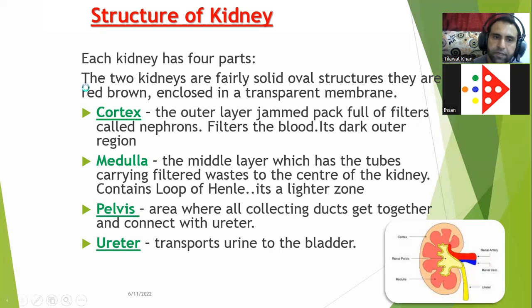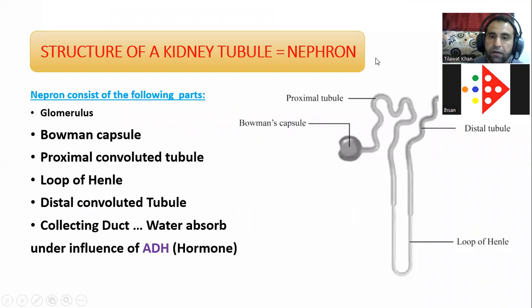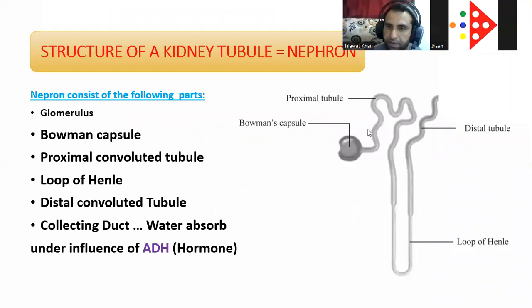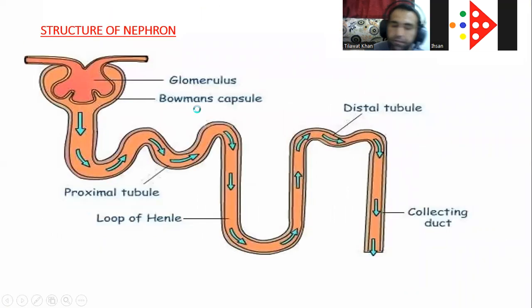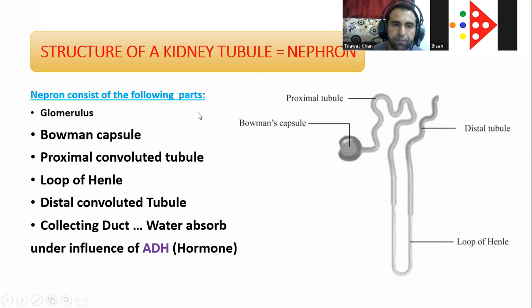Got it? Now, this is the structure of nephron. Nephron consists of the following parts: glomerulus, Bowman capsule, proximal convoluted tubule, loop of Henle, distal convoluted tubule, and collecting duct. The glomerulus is actually capillaries, from where the blood filtration will happen to the Bowman capsule.